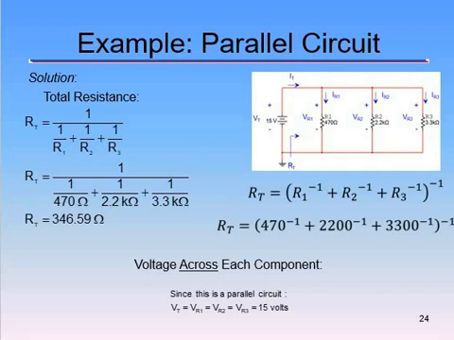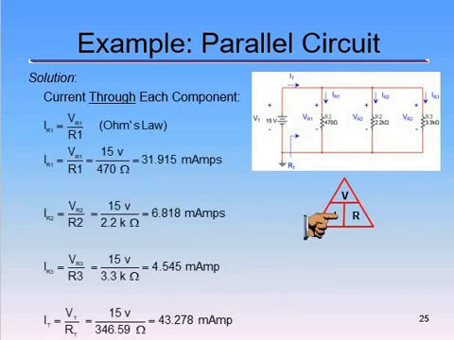Or on the right-hand side, I've shown you the other way to use your calculator: 470 inverse plus 2200 inverse plus 3300 inverse, all inversed. Make sure you're using that inverse button on your calculator, that x to the minus 1. That's how you get the total resistance, approximately 346 ohms. Then we know the voltage drop across each one of these is 15. What do we have to find next? The individual branch currents. This is where you must apply Ohm's law. Always note in your head, I know I need to apply Ohm's law.